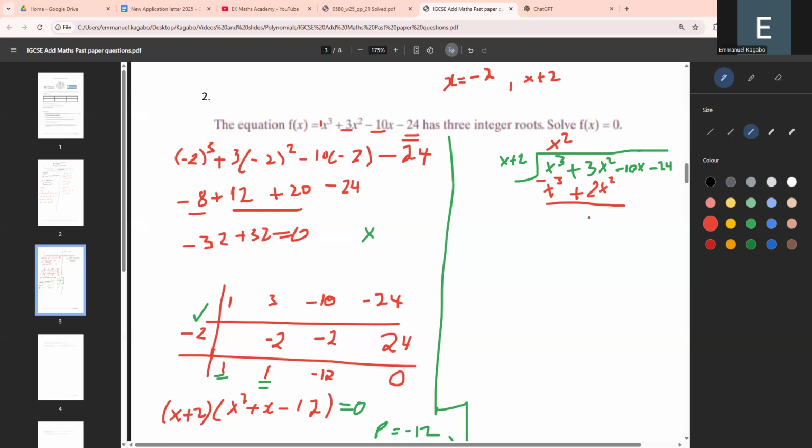What do I remain with? I'm going to remain with the x power 3, I mean x squared. Because x power 3 minus x power 3 gives you 0. Then 3x squared minus 2x squared gives me x squared. Bring down this. Okay? So give me minus 10x. Again, get the first one, divide by the first. x squared divided by x will give me plus x.